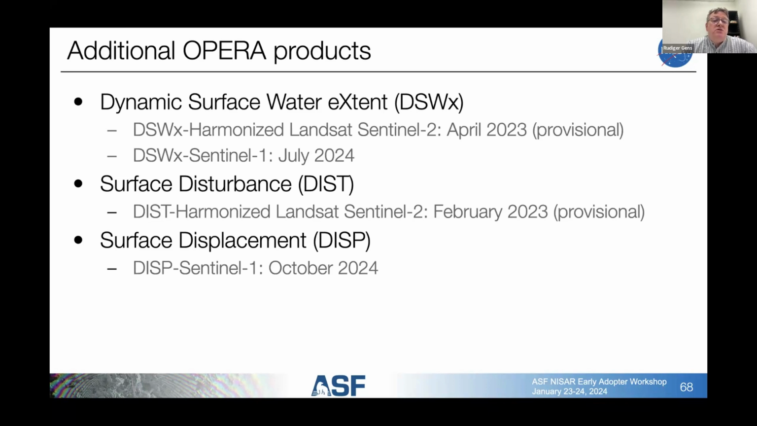The surface disturbance is at the moment available as derived from optical data, and I believe this is available from the LP DAAC. But there are links in the material so that you can actually find where the data is. The surface displacement products is something that Eric talked about as well. For Sentinel-1, those are probably available not before October 2024. That's the current state of affairs as far as these additional OPERA products go.